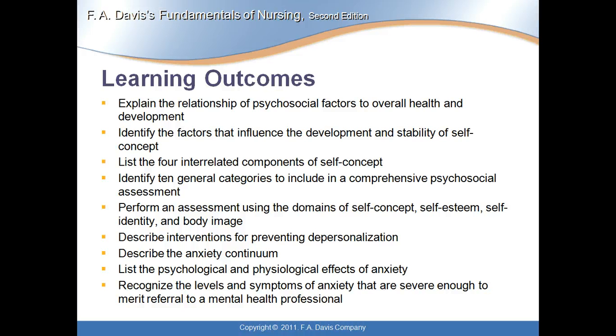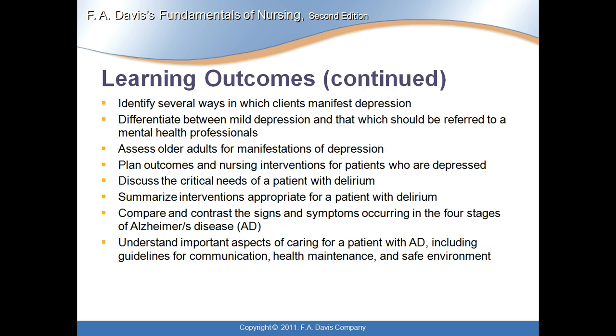You should be able to describe interventions for preventing depersonalization. Describe the anxiety continuum. List the psychological and physiological effects of anxiety. Recognize the levels and symptoms of anxiety that are severe enough to merit referral to a mental health professional. And identify several ways in which clients manifest depression. You should be able to differentiate between mild depression and that which should be referred to a mental health professional. Assess older adults for manifestations of depression. Plan outcomes and nursing interventions for patients who are depressed.